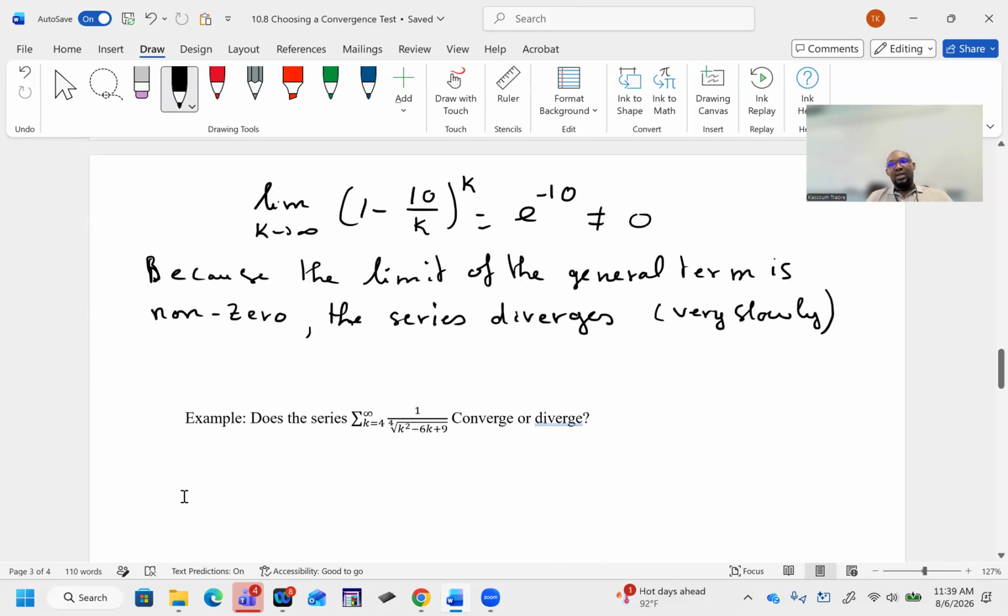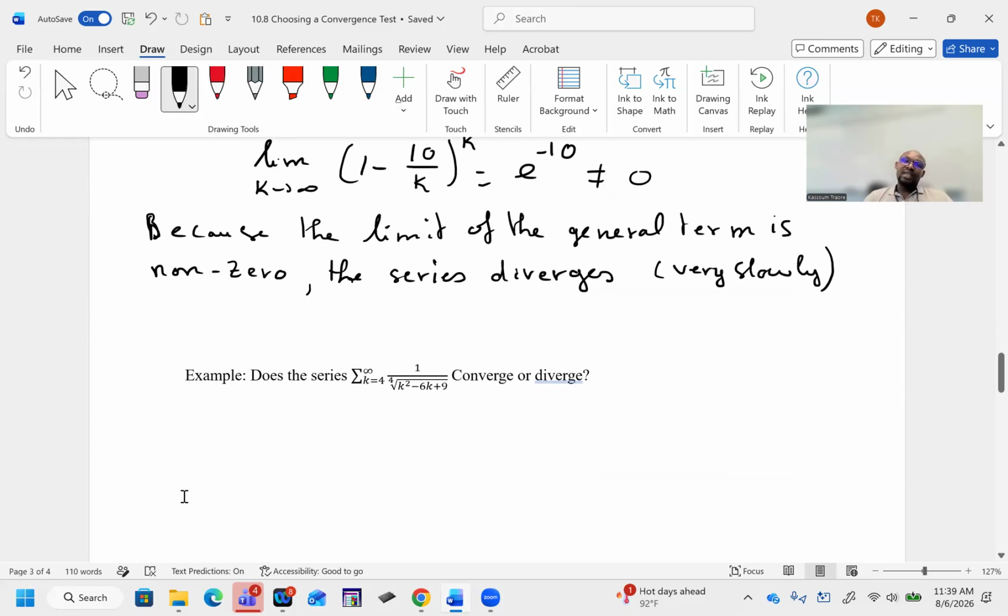So for our next example, does the series sum from k equal to 4 to infinity of 1 divided by the 4th root of k squared minus 6k plus 9 converge or diverge? So let's start this one as well. Solution. First thing, the divergence test: can we do the divergence test in this one? No. It will be inconclusive for this series of positive terms, because the series is of positive terms, right?